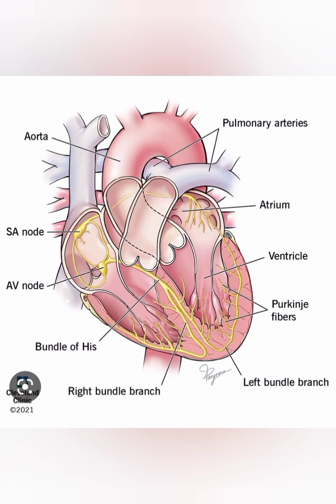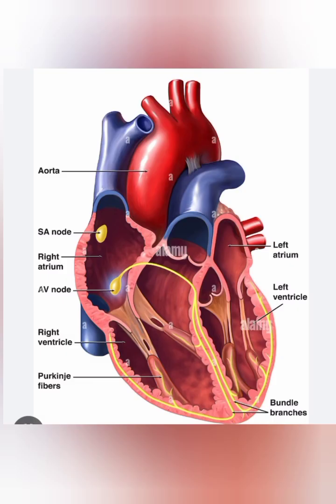Another one is the AV node. The AV node is the atrioventricular node. It is located at the lower side of the atrial septum, and it will produce electrical impulses of 40 to 60 beats per minute. Bundle of His, and the right bundle branches.